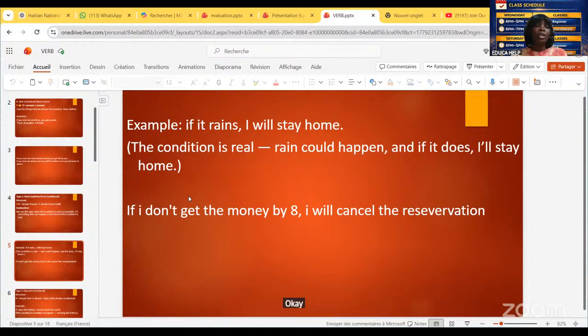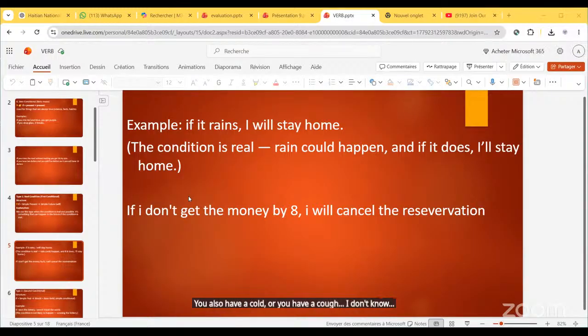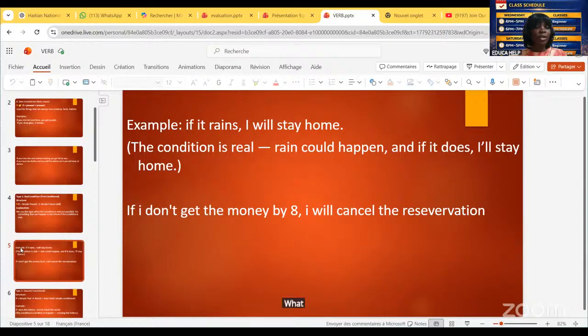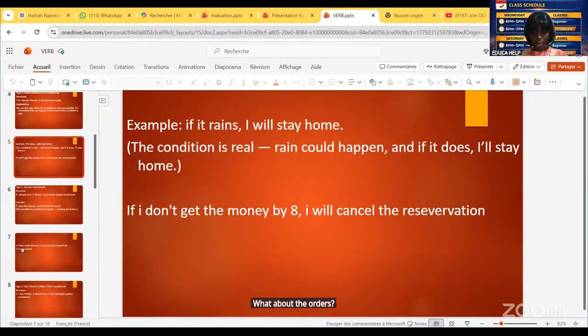Okay, so you have the same thing as me, Samlin. You also have a cold or you have a cough. I don't know. Samlin, ou gen men problem avem? What about the others? Why aren't you guys talking?